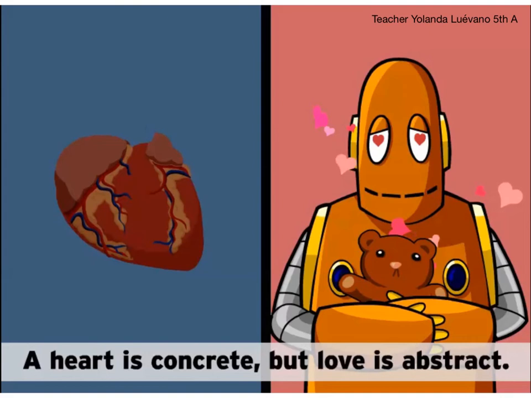Let's pay attention to concrete and abstract as opposites. A heart, this one is a heart. A heart is concrete, but love is abstract. Okay, so something concrete is something that we can see, touch, and analyze. But something abstract is something that is different for everyone.